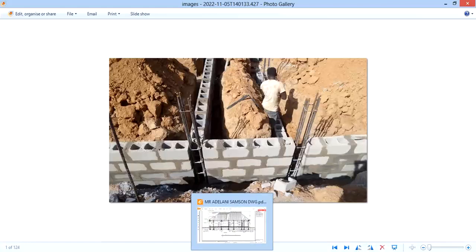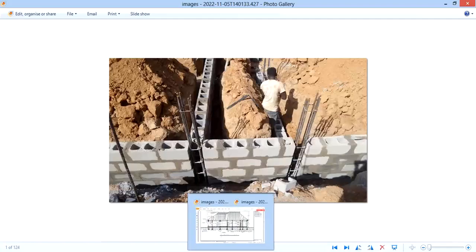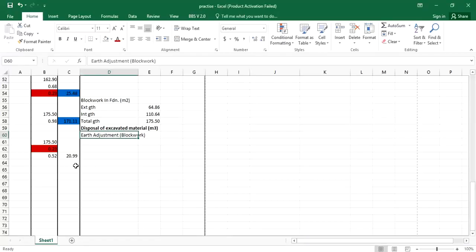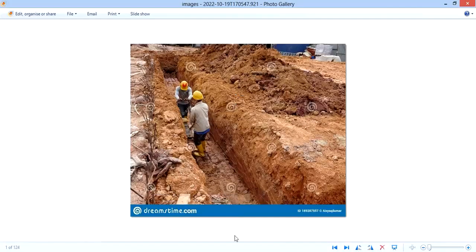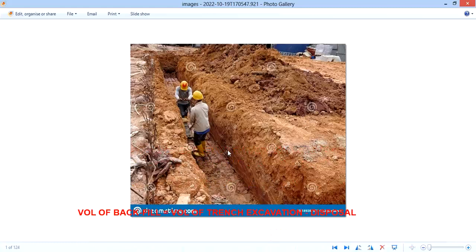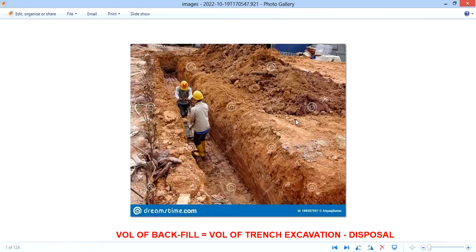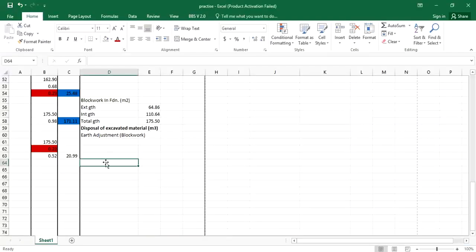So let's try it. To get our disposal of excavated material, we are going to dispose the one that has the concrete and the one that has the block. So we are going to retain the trench excavated material minus the disposed excavated material. I don't know if you get my point, but let's try and do it now.